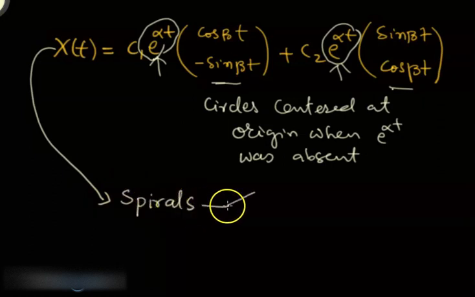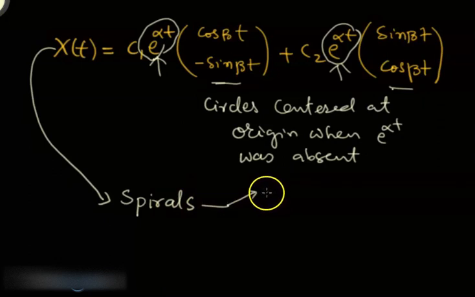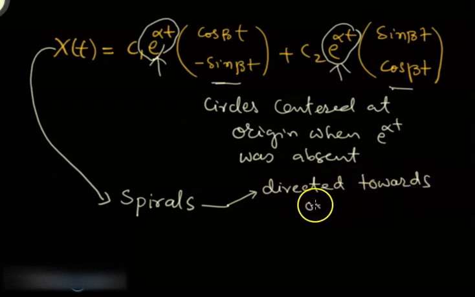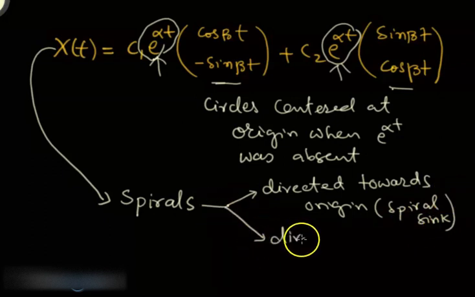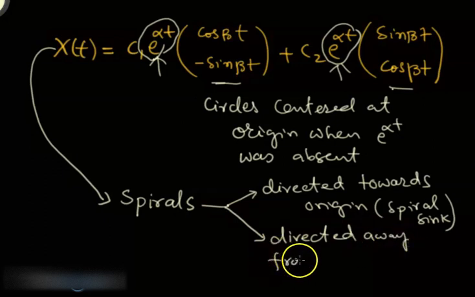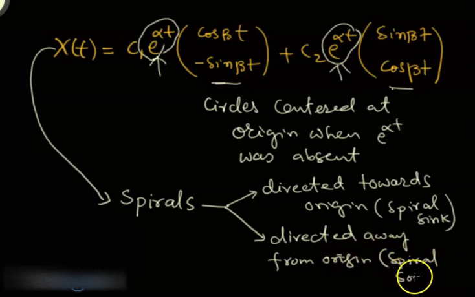So either they will be directed towards, or moving towards origin. In other words, you can call it a spiral sink. Or they are going to be directed away from origin. In other words, it is going to be a spiral source.